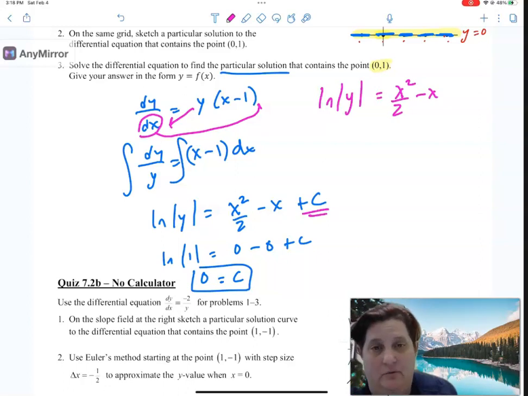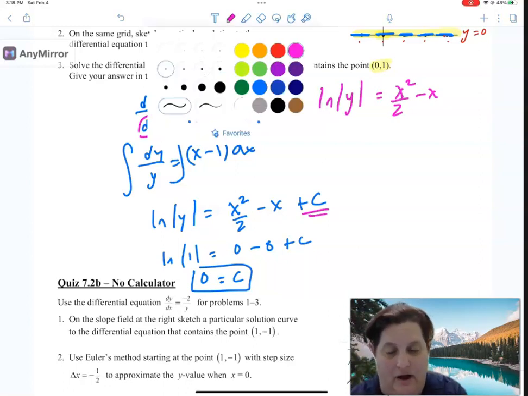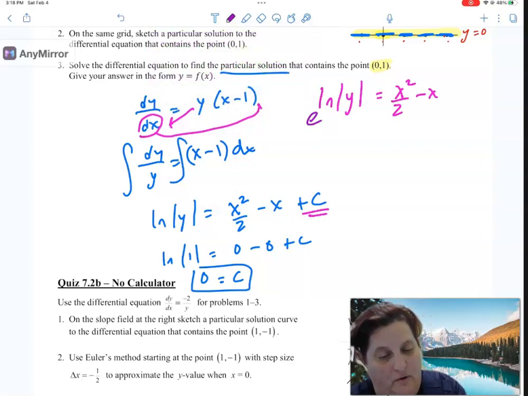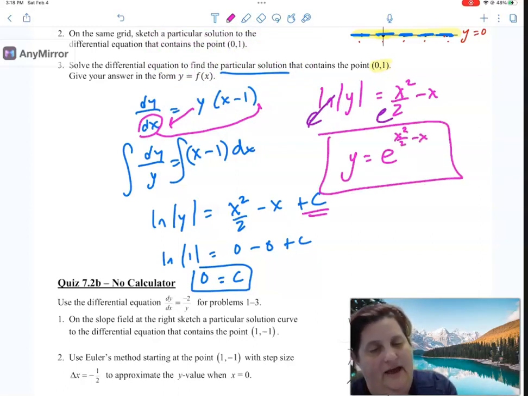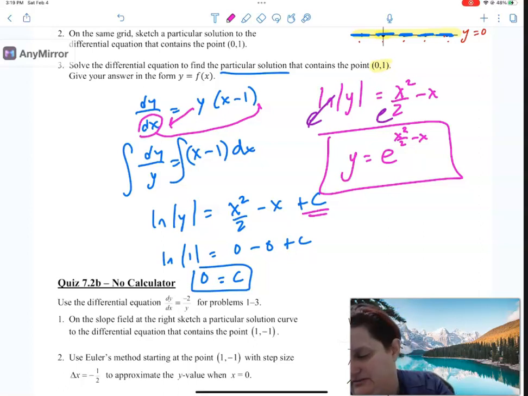C is 0. I don't have to worry about that. I do, however, have to solve for y. And you know we talked about to solve for y with an ln there, I do e to both powers. Okay, so y is e to the x squared over 2 minus x. I would leave it like that with everything up in the e. I wouldn't try to simplify that at all. Okay, nice.